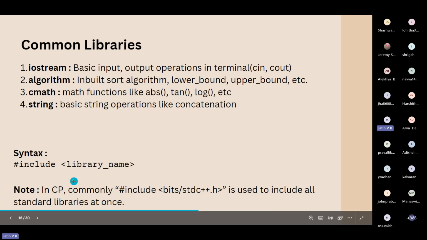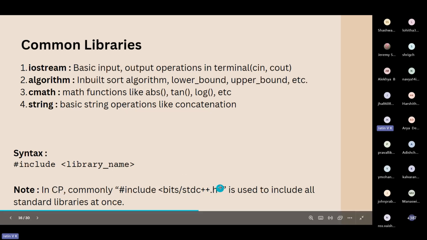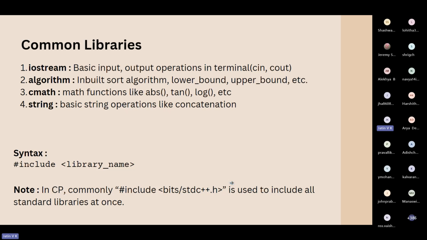Also, in competitive programming, we commonly use this library. This actually includes all standard libraries in C++, so that you don't need to include iostream, algorithm, cmath, string, etc. one by one. So this includes the entire library in just one line. I recommend not using this for software development because there you will not be using all the libraries at once, and it's industry level code. You should not be unnecessarily including stuff and making your code very clunky; it should be as optimized as possible.